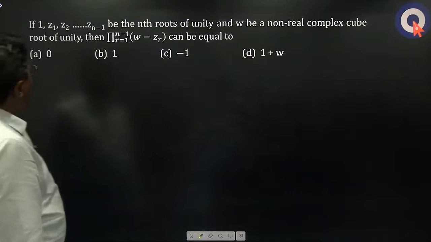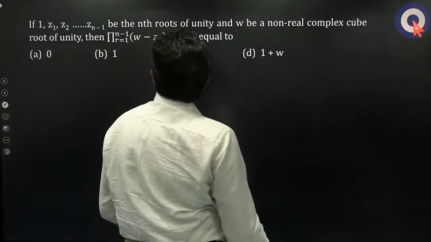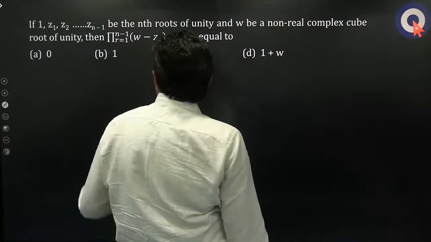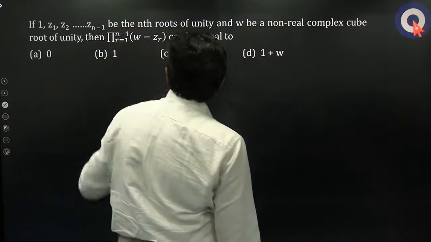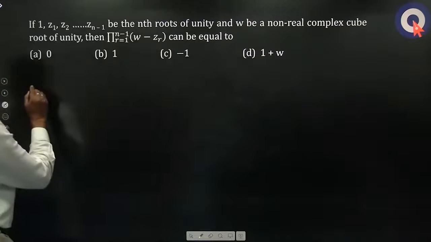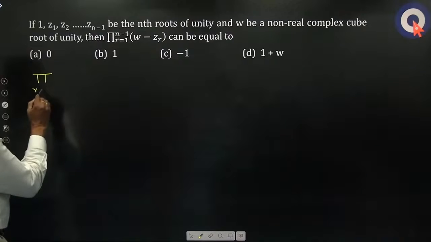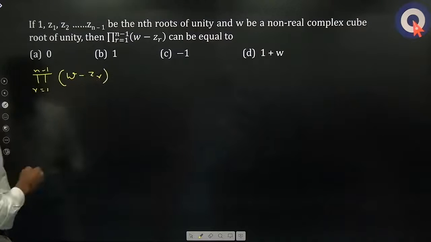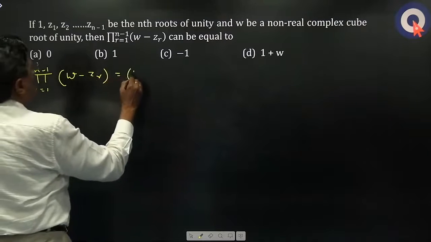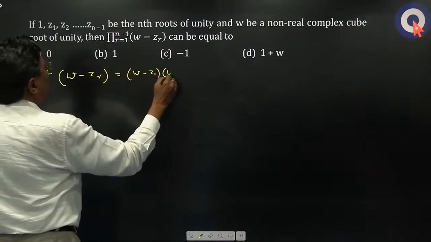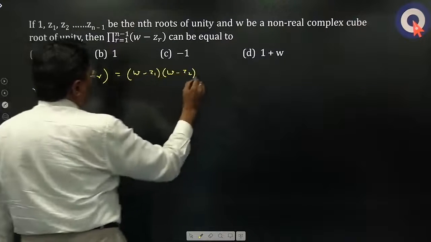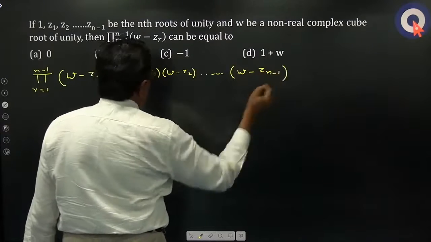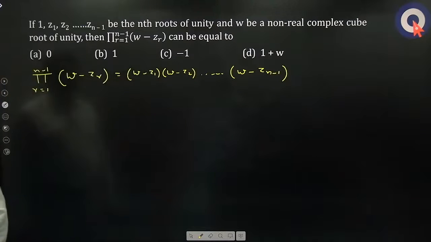All right. If 1, z1, z2, etc., zn minus 1 are the nth roots of unity and omega is a non-real complex cube root of unity, then find the continued product of omega minus zr, r equal to 1 to n minus 1. So this is omega minus Z1 into omega minus Z2, so on, omega minus Zn minus 1, right? So this continued product is what is required for us.